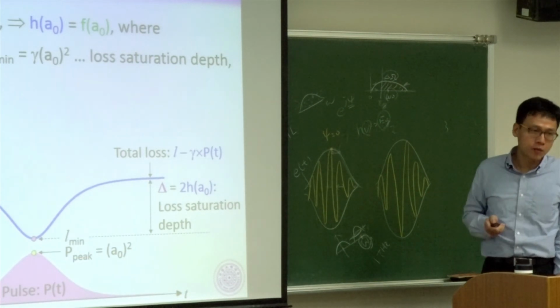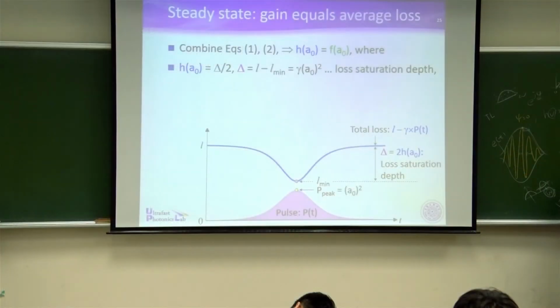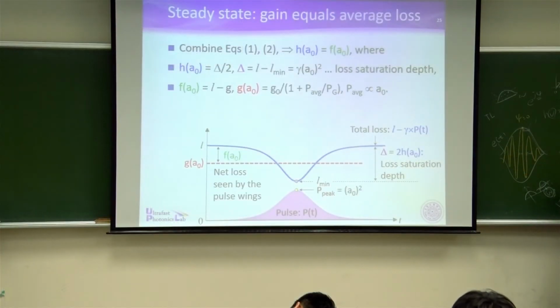So that's the meaning of h function. The second function is f of A0. f of A0 is L minus G. L is the loss when there is no laser power. G is your constant gain, which is denoted by the red dashed line here. And this is the difference. It's f of A0.